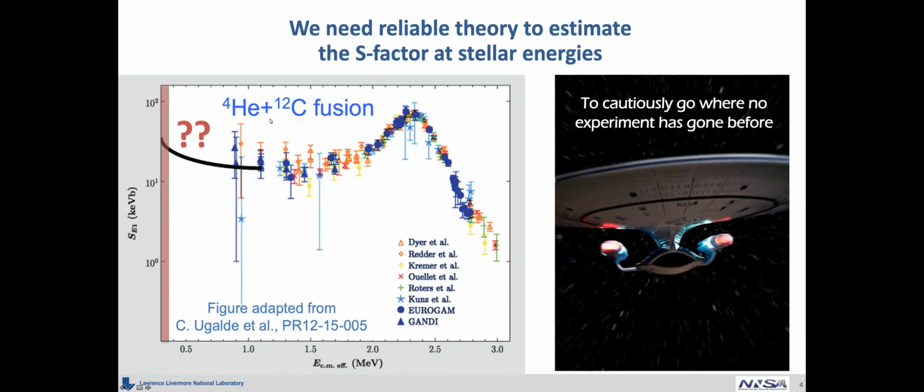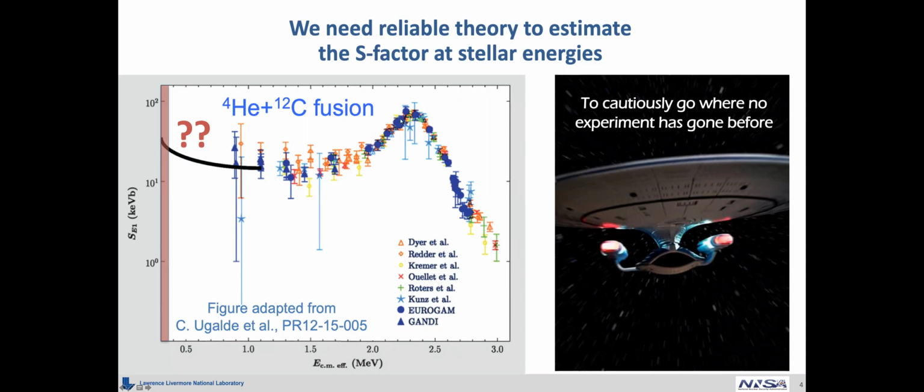I'm having here as an example helium-4 fusion with carbon-12. So you see at higher energies, there's a lot of data points, there are small error bars, the reaction is relatively well understood. As you move to lower and lower energies, experiments become sparser, error bars become larger. So it is important to be able to extrapolate down to low energies. And this is where the predictive theory comes in.